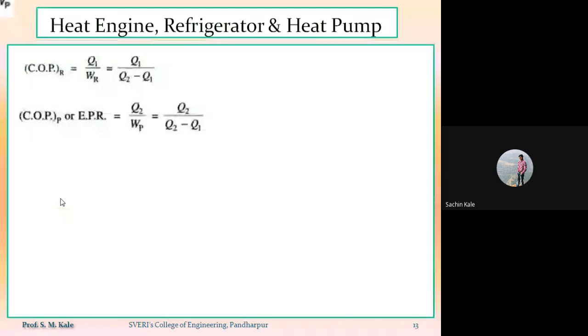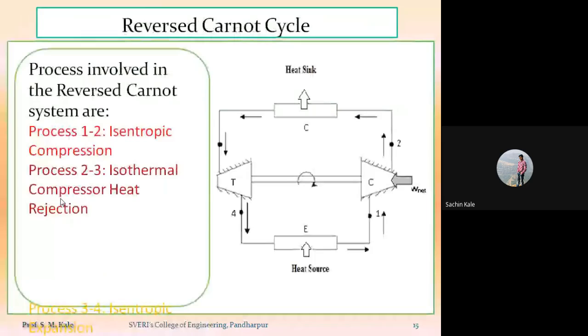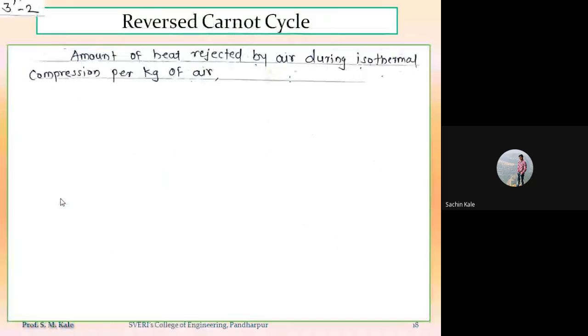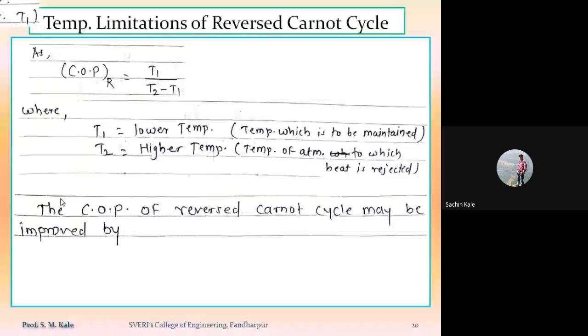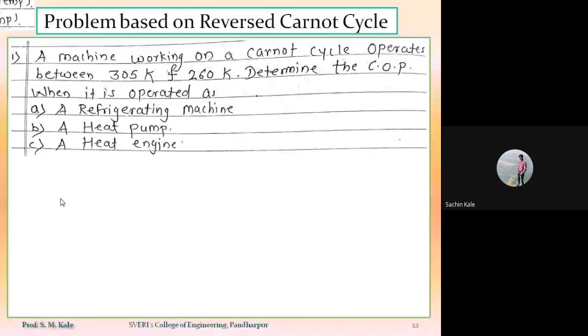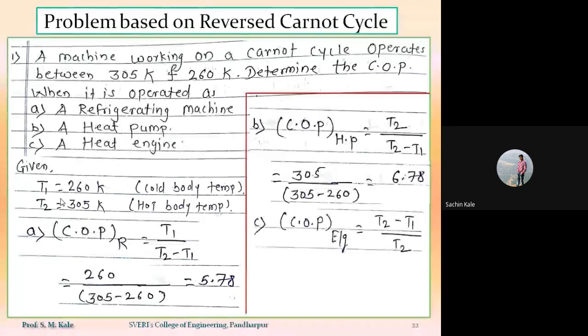If you want to write down the formula for efficiency of heat engine in terms of temperature, you can note down: efficiency of heat engine is T2 minus T1 divided by T2. Put the value of T2, put the value of T1, and you will get the efficiency as 14.7%.